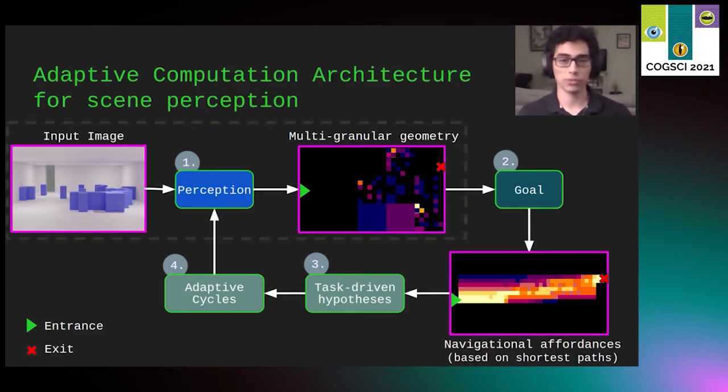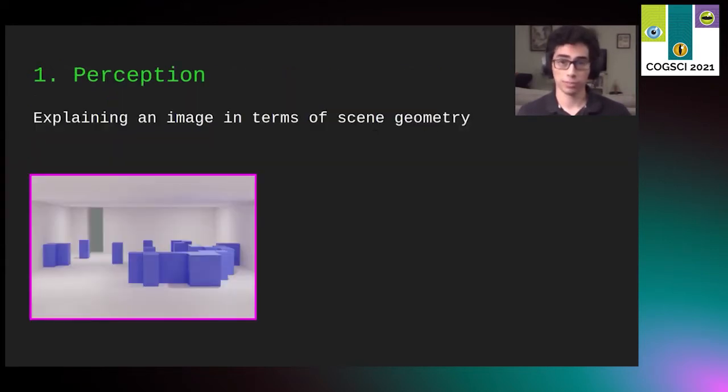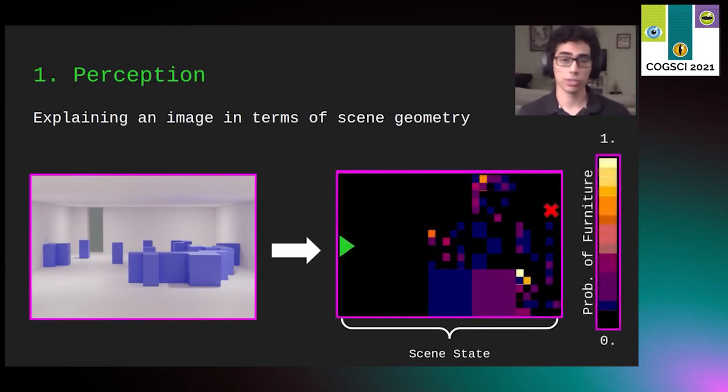The first step involves a perception module that transforms input images to a scene state over geometry. We implement beliefs over scene geometry using Bernoulli probabilities of furniture existence, which represent the observer's confidence over which tiles contain obstacles. But as previously mentioned, we hypothesize that scene geometry does not exhibit uniform resolution in terms of representation, but instead varies across coarse-to-fine encodings of geometry.